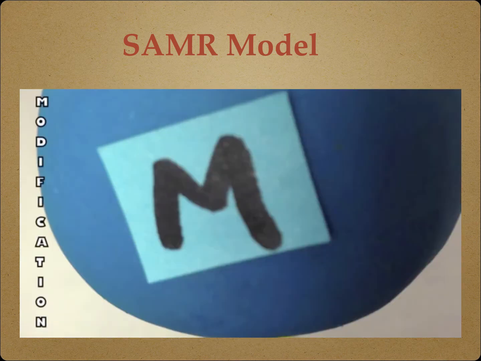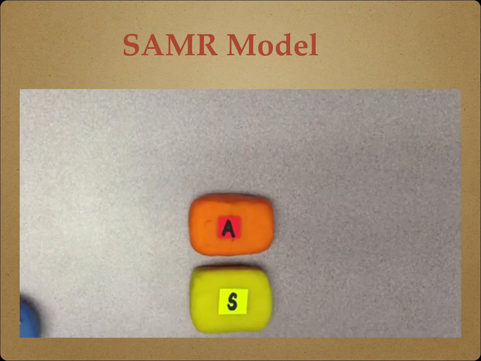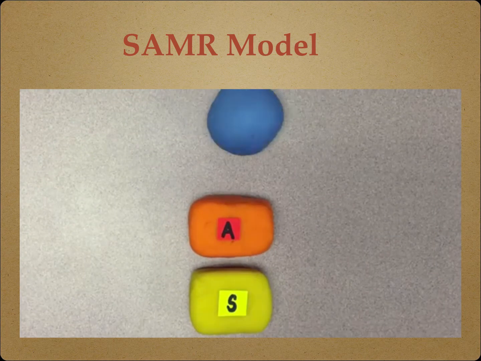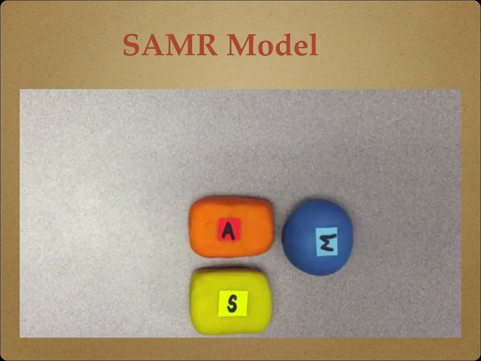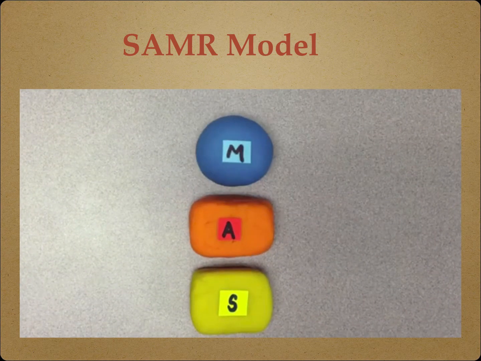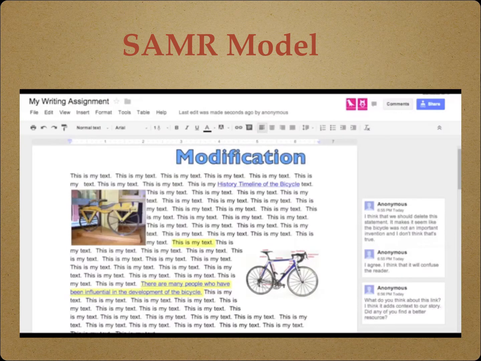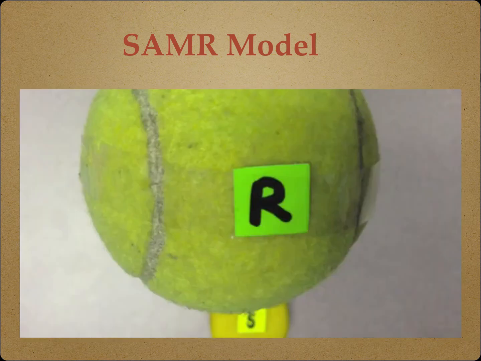The next level is modification. Here the ball really gets rolling because the technology is used to redesign parts of the task and transform student learning. Students collaborating on one Google Doc and using the comment feature to provide instant feedback is an example of modification. The final level of SAMR is redefinition.